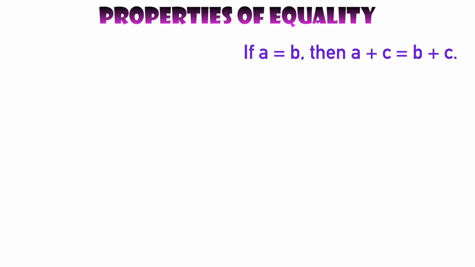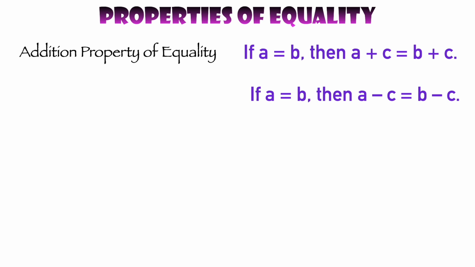Pag nag-add tayo ng C sa left side, mag-a-add din tayo sa right side to avoid NB and jealousy. Ang tawag dito is addition property of equality. Second property.